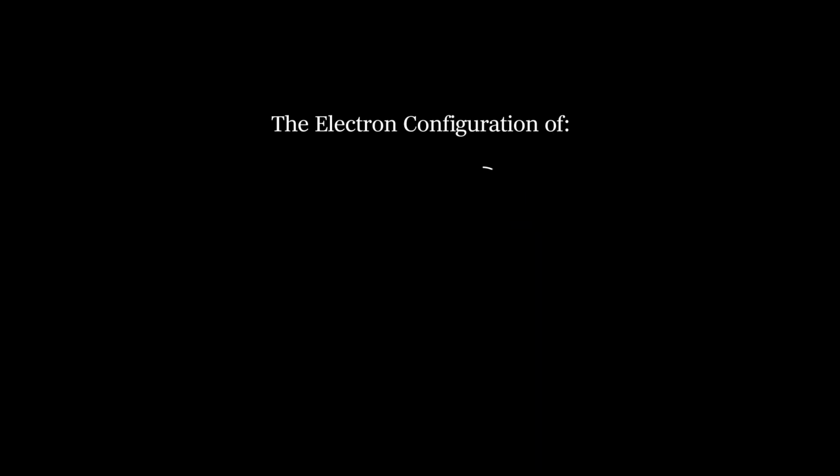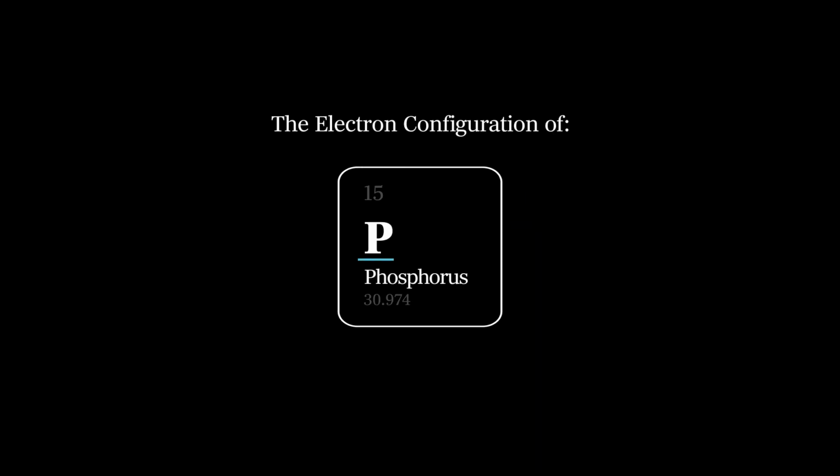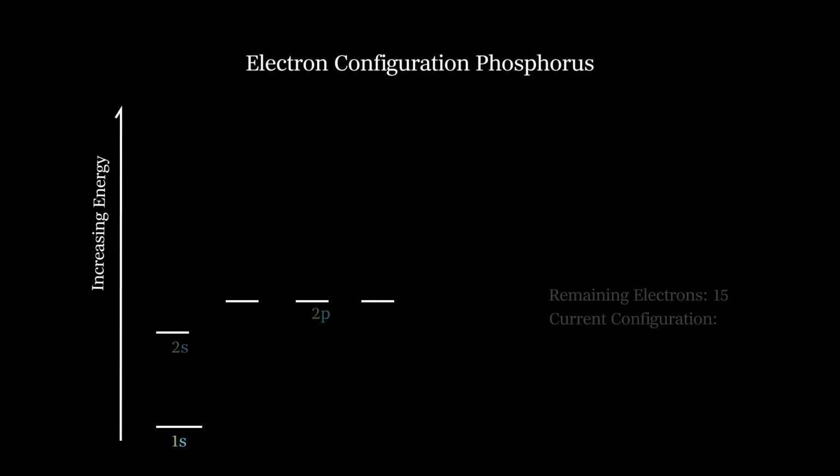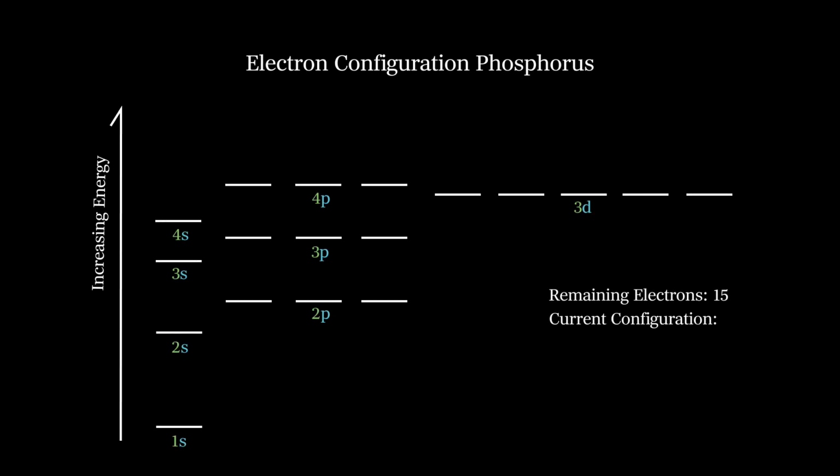Now, let's take a more complex element like phosphorus, which has 15 electrons. The 2 electrons fill the 1s orbital, 2 electrons fill the 2s orbital, 6 electrons fill the 2p orbital, 2 electrons fill the 3s orbital, and 3 electrons remain.